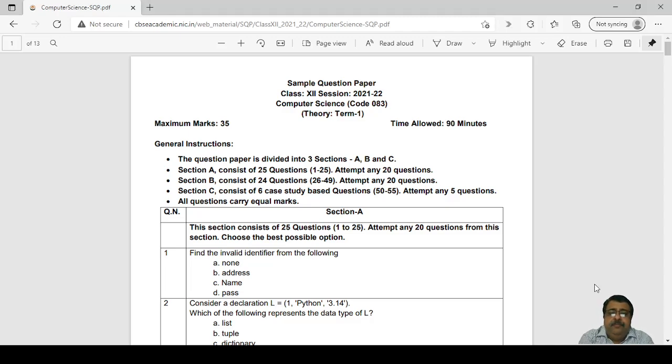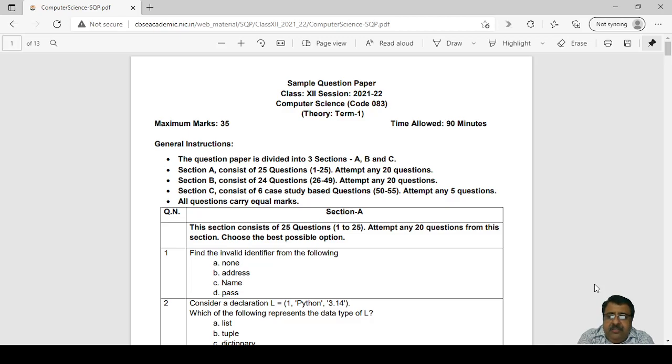Hello everyone. Today we are going to discuss the sample paper class 12th subject computer science for term 1. Maximum marks for this question paper are 35 and the time allowed is 90 minutes.